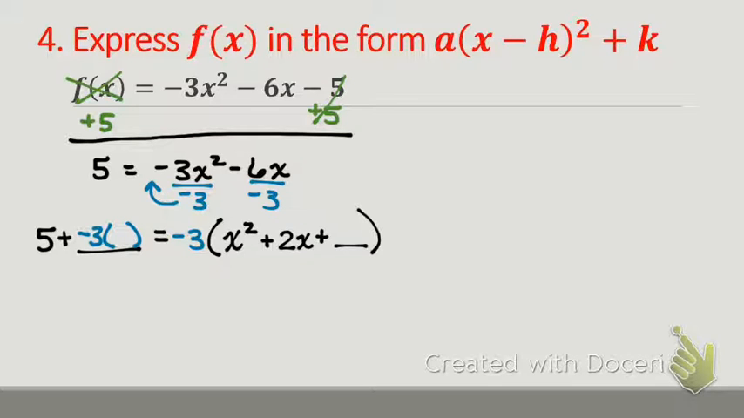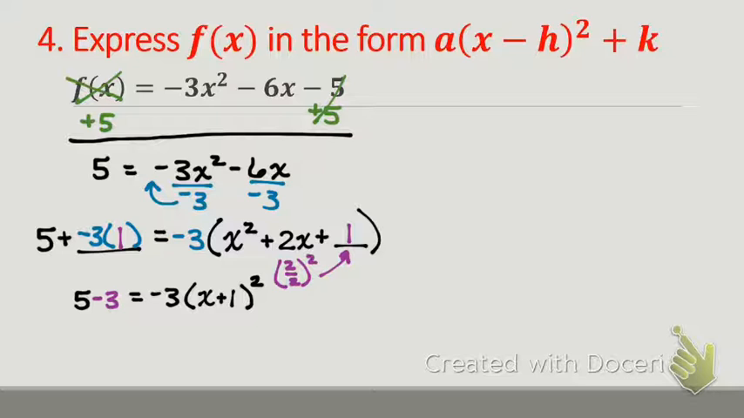What do I need on my line? 1. 2 divided by 2, and then squared. So I have it here and here. So over on the left, I have 5 minus 3. On the right, I have -3, and then how does this factor? X plus 1, quantity squared.